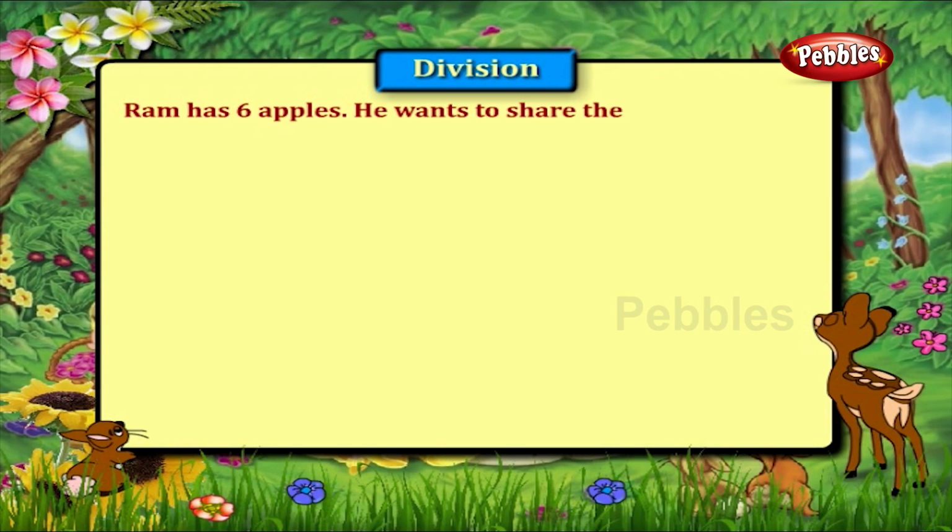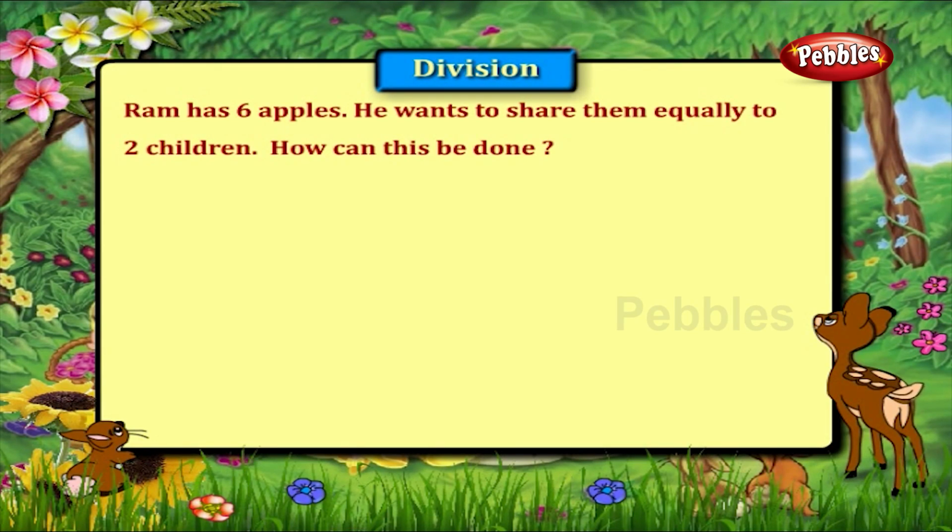Ram has 6 apples. He wants to share them equally to 2 children. How can this be done?